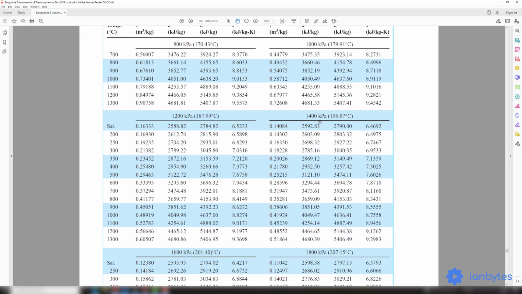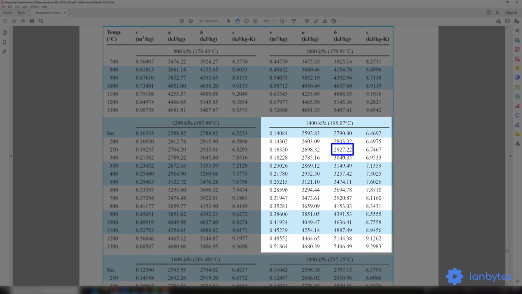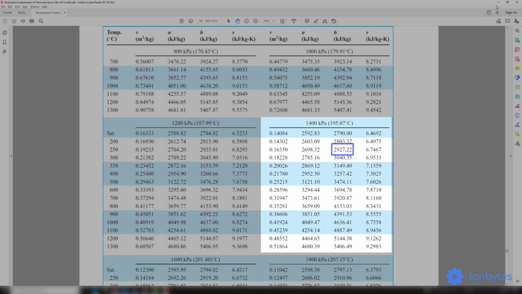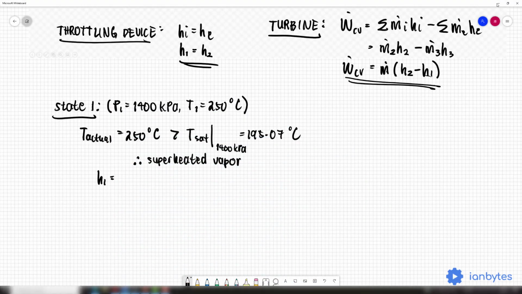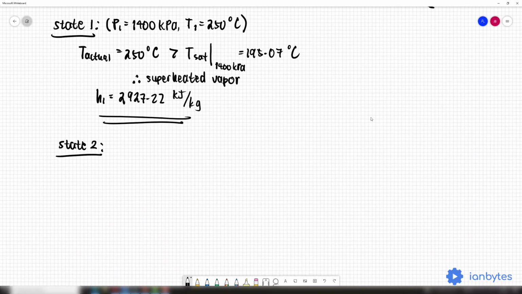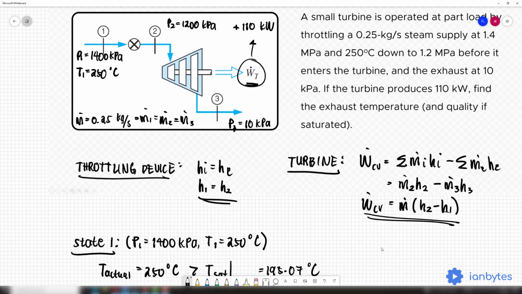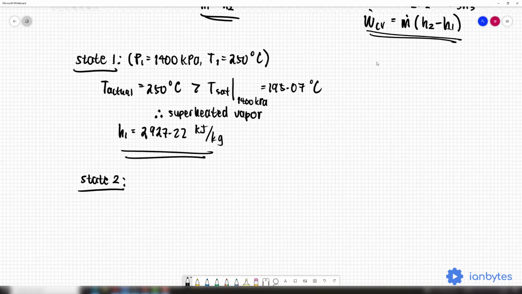Okay? So, at this pressure, 1,400 kilopascals and a temperature of 250 degrees Celsius, makikita natin na yung enthalpy ay equal lang sa 2,927.22 kilojoules per kilogram. So, isulat lang natin ang value na ito. We have H1 is equal to 2,927.22 kilojoules per kilogram. Now, let's move forward to state 2. Ano ba yung mga bagay na alam natin sa state 2? According to our problem, the pressure at state 2 or at the outlet of our throttling device is equal to 1,200 kilopascals. Therefore, P2 is equal to 1,200 kPa.